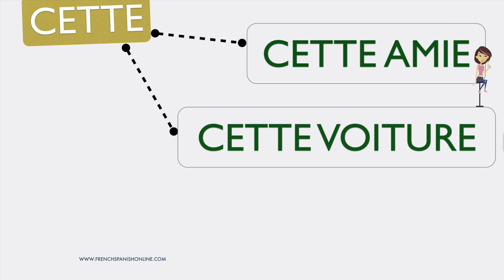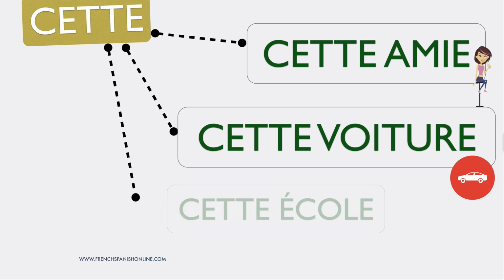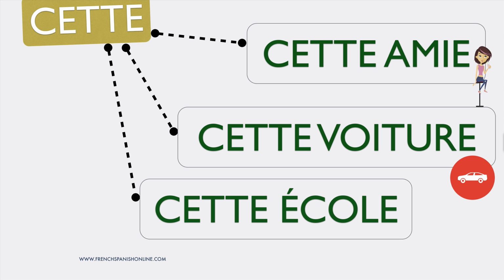Another example, cette voiture, voiture for car. Voiture in French is feminine, so this or that car is cette voiture, cette voiture. And cette école with the liaison for school, which is a feminine word. So here, three words, ce, cet, cette.